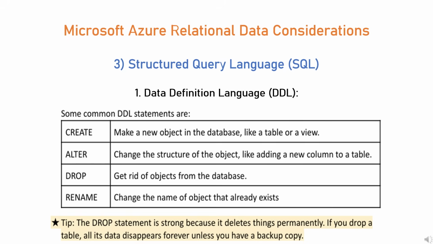Some common DDL statements are: Create. Make a new object in the database like a table or a view. Alter. Change the structure of the object like adding a new column to a table. Drop. Get rid of objects from the database. Rename. Change the name of an object that already exists.